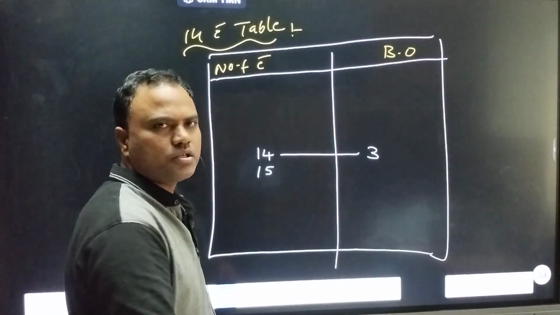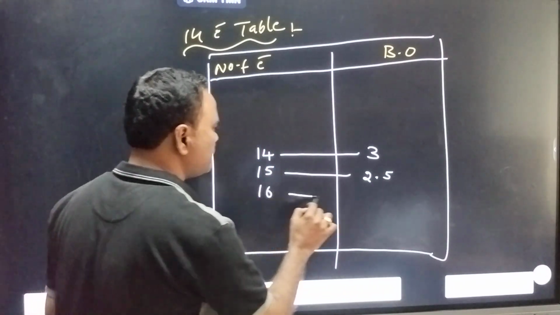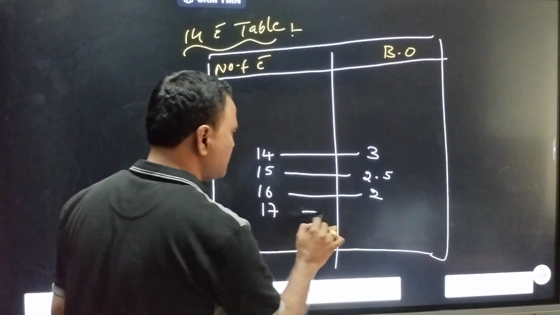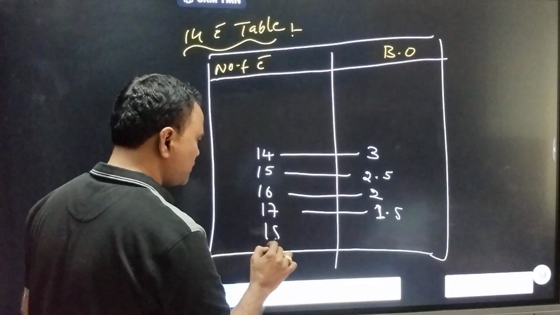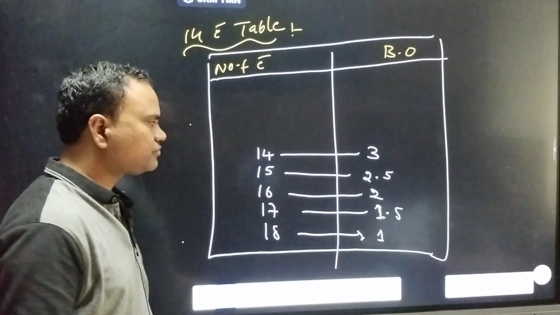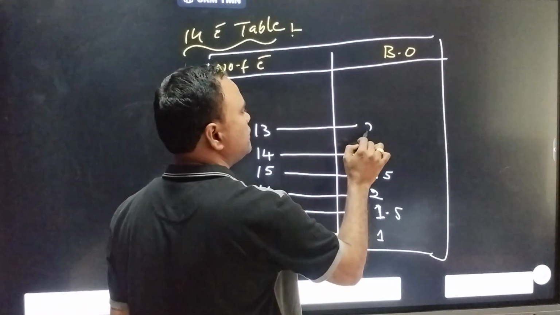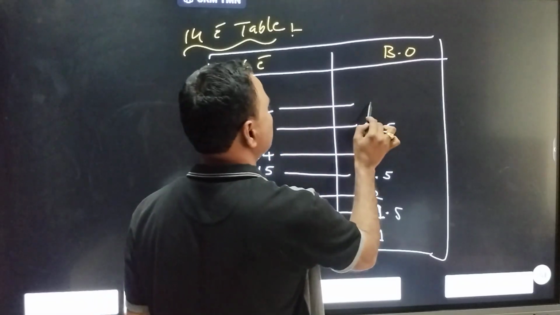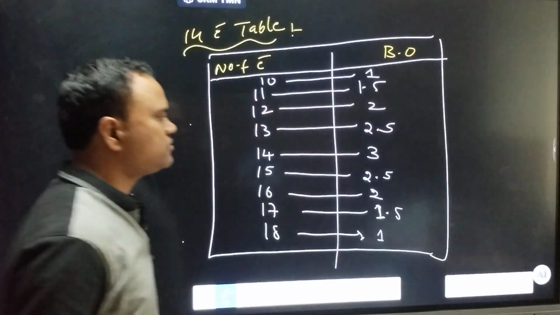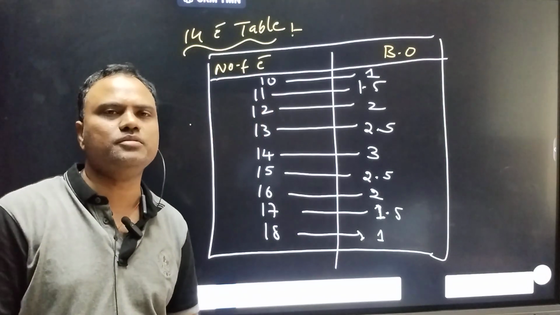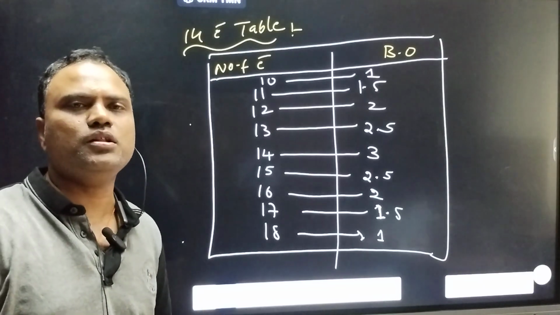Increasing the number of electrons: for 15 electrons, bond order is 2.5. For 16 electrons, bond order is 2. For 17 electrons, 1.5. For 18 electrons, 1. For 13 electrons, if you decrease the number of electrons, you also reduce by 0.5 only: 2.5. For 12, 2. For 11, 1.5. For 10, 1. So based on this table, we can find the bond order easily without using the MOT molecular orbital configuration formula.